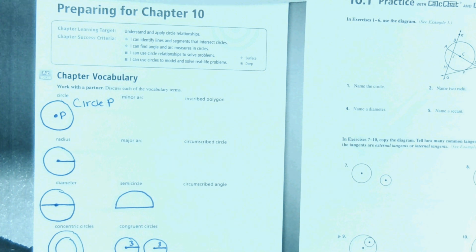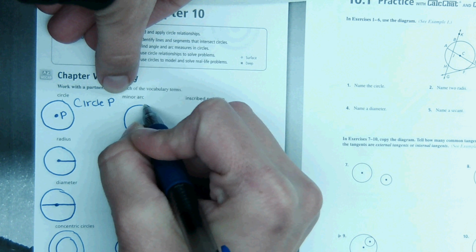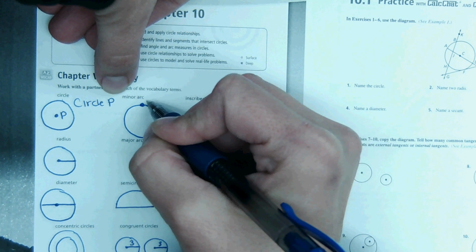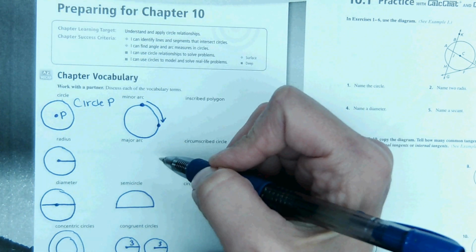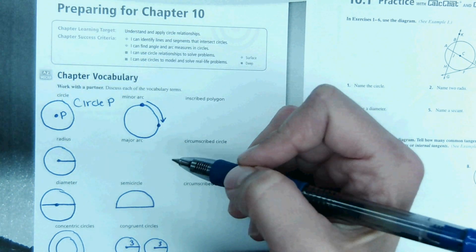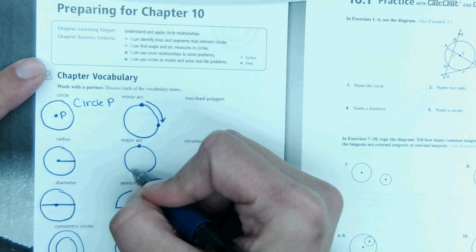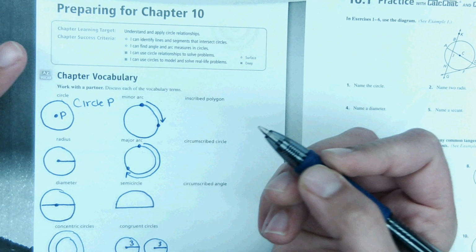regards to circles. So one of the things is minor arc is what it says. So let's say from this point to this point, that would be an arc, and minor means that it's less than halfway around. A major arc would be more than halfway around the circle, like that.